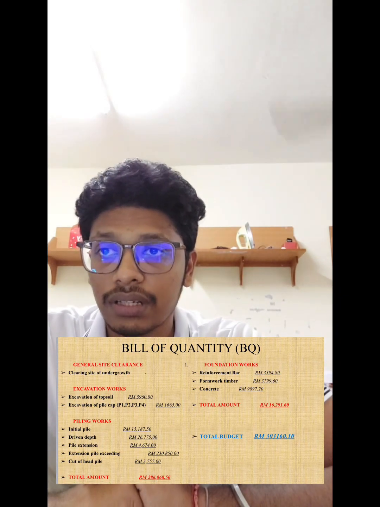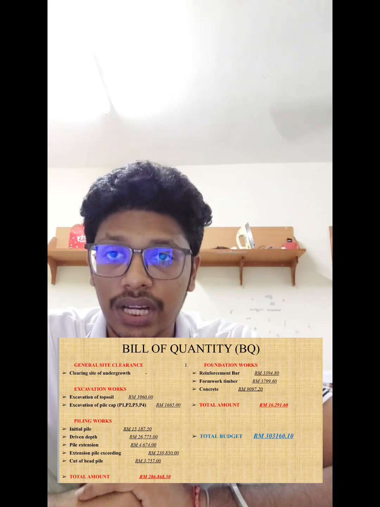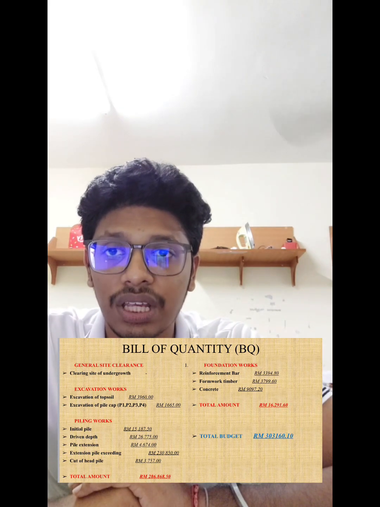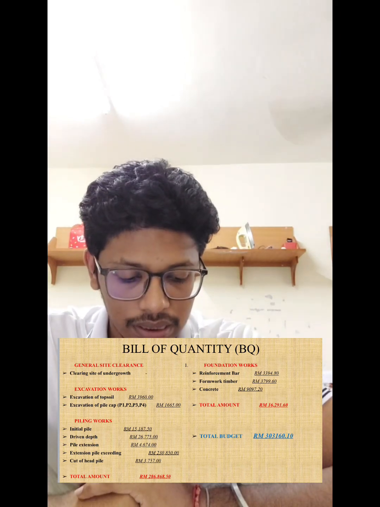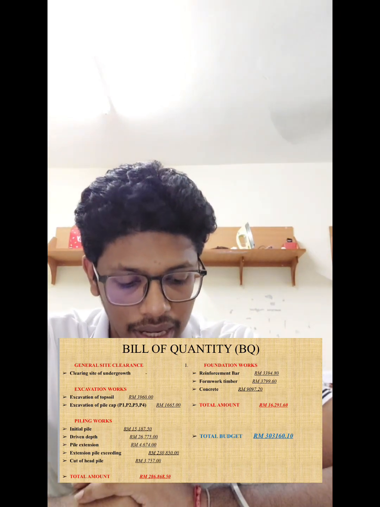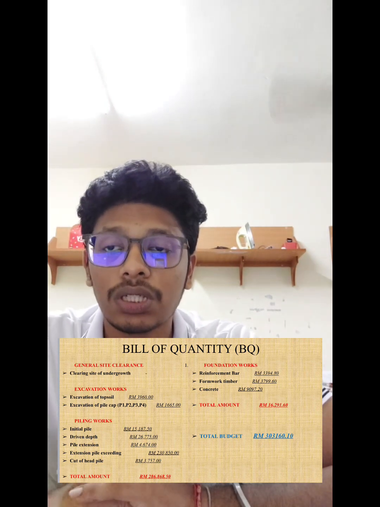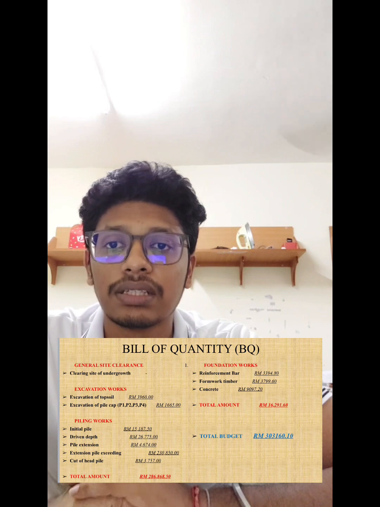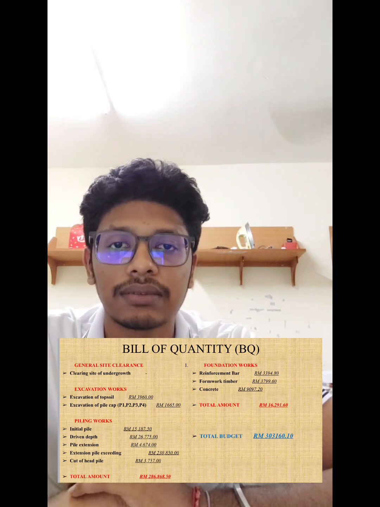And for the concrete, it has 28 meter cube with the rate of 324 ringgit and 90 cents per meter cube, and the amount is 9,097 ringgit and 20 cents. So the total amount for foundation work is 16,291 ringgit and 60 cents. Thank you.